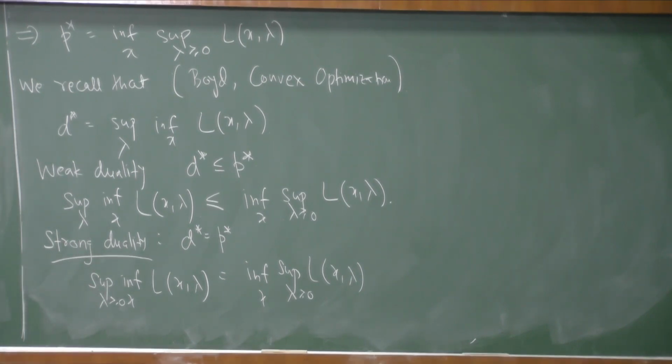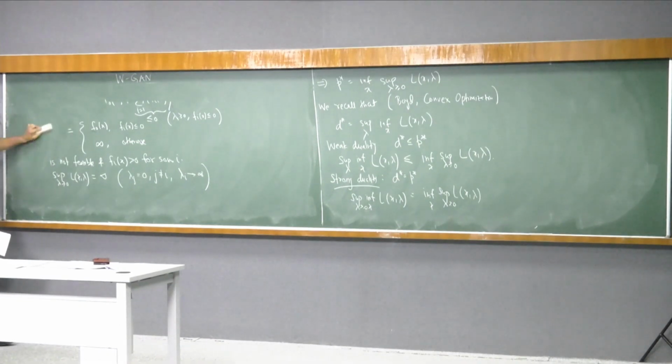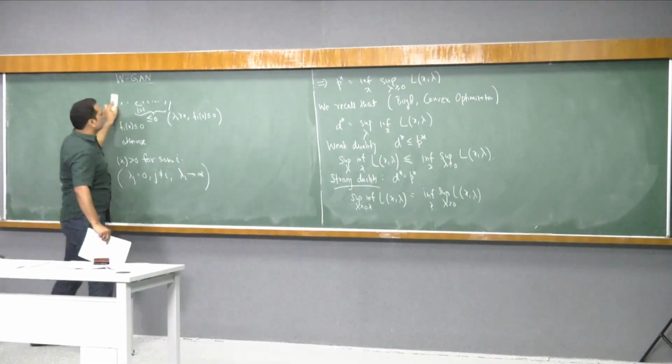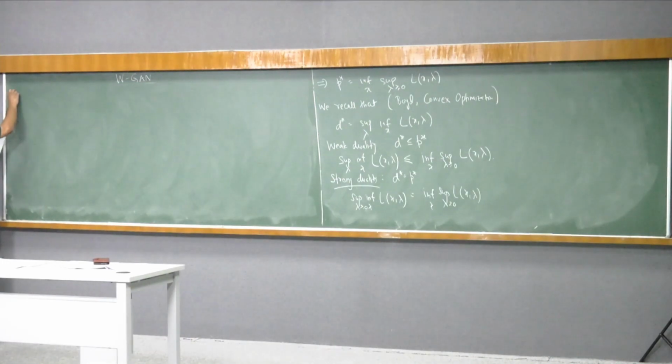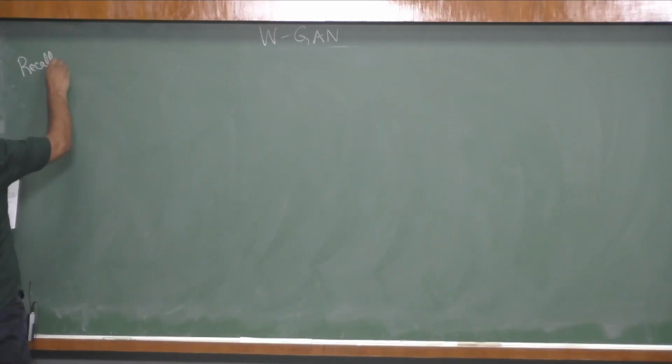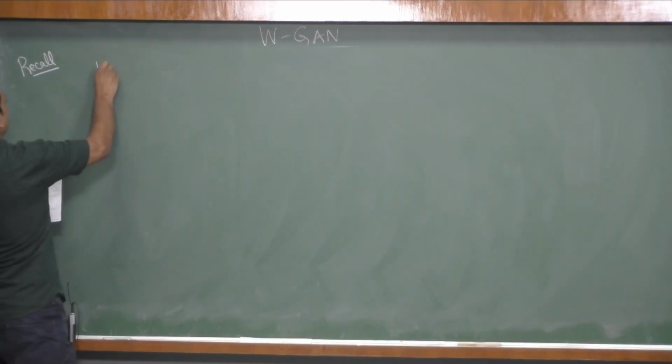Now we will go to WGAN. So WGAN is essentially a GAN itself. So you have min max again, it's a min max saddle point problem again, but it's a much more stable variant of GAN. So just a quick recall of what we had in the previous GAN.